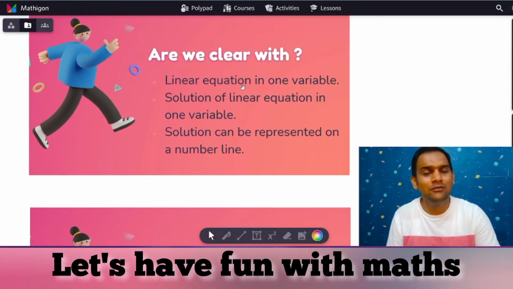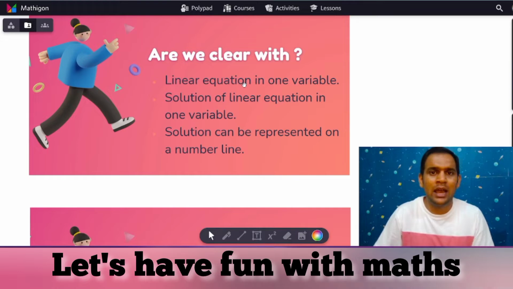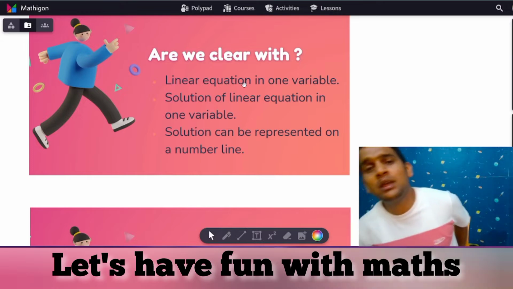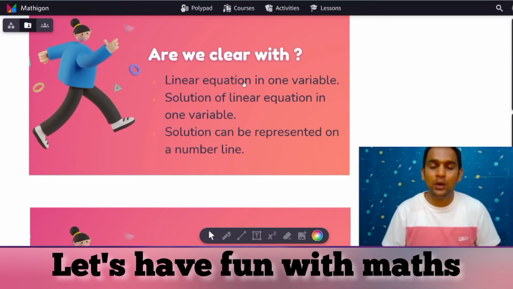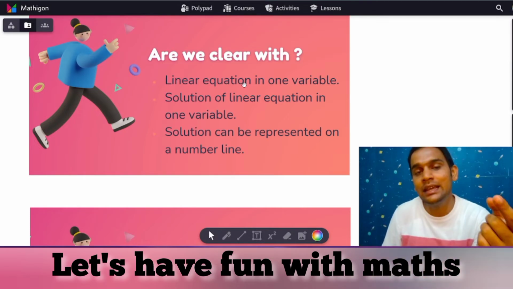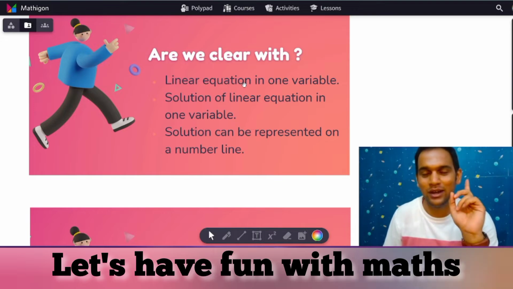linear equation in one variable? First of all, are we clear with equations? Now, equations are nothing but the expressions with a value, right? We have already learned what is an equation while we were discussing polynomial. So whenever we give a value to an expression, it becomes an equation. It is linear if the degree, if the maximum power is 1.